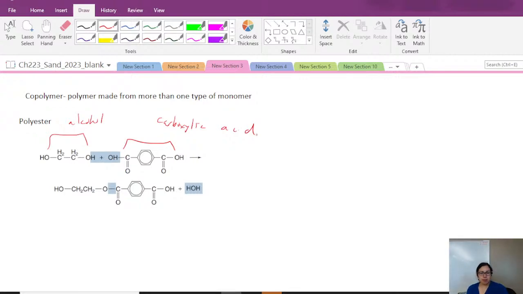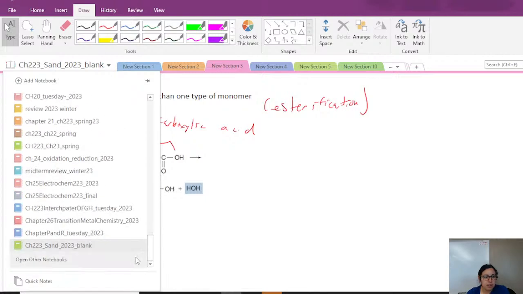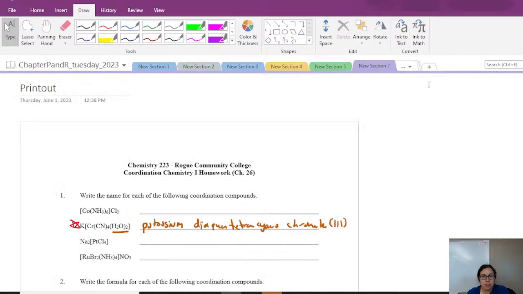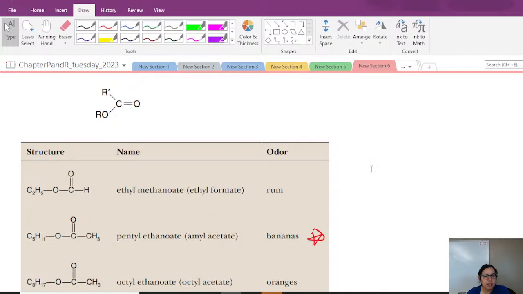And this is similar to your ester reaction. So this is called esterification. So that's when we had an alcohol plus a carboxylic acid. Let's take a look at that. So that was last week. If I can find it.